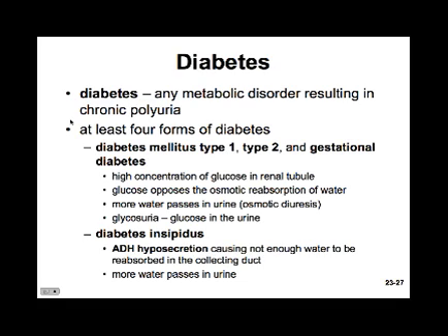Now let's visit diabetes. Diabetes is any metabolic disorder that results in chronic polyuria. There are at least four forms of diabetes, maybe more. 3 of them result in high concentrations of glucose in the urine, while 1 just results in more urine. So the first 3 are diabetes mellitus: there's type 1 and type 2, and gestational diabetes.